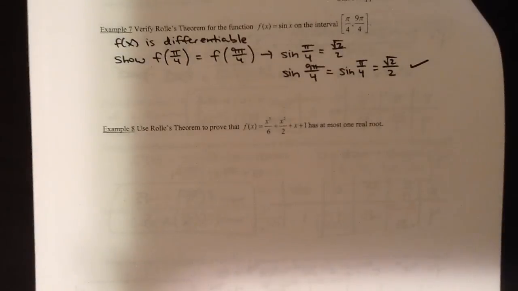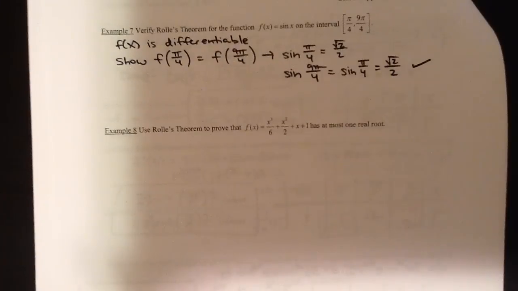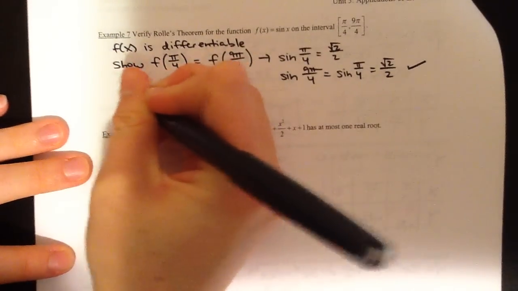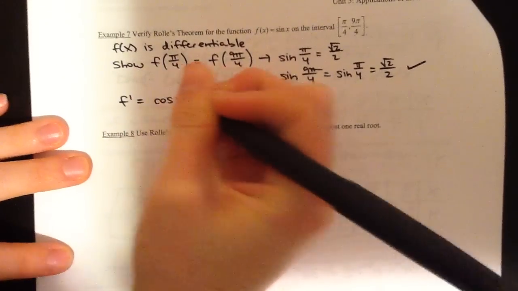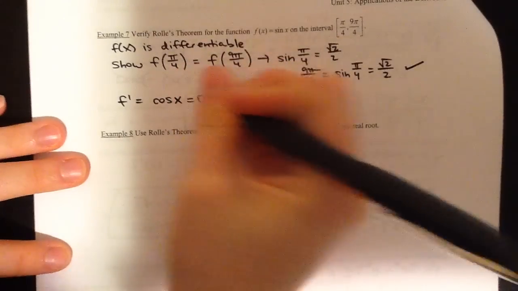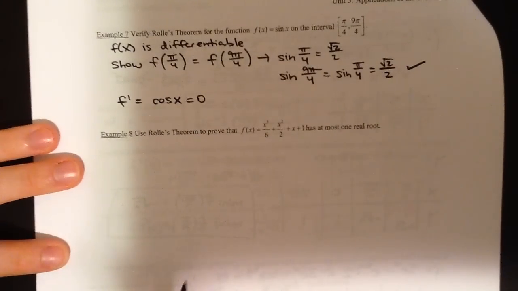So that works. That checks out. So I've got two of the same y values. So what that means is if I go from y value to y value, there must be a slope of 0 in between. So when I say verify, that means find the point where the slope is 0. So f prime equals cosine. The derivative of sine is cosine. That means I've got to find a value of cosine that's equal to 0 somewhere in between these. So cosine is equal to 0.